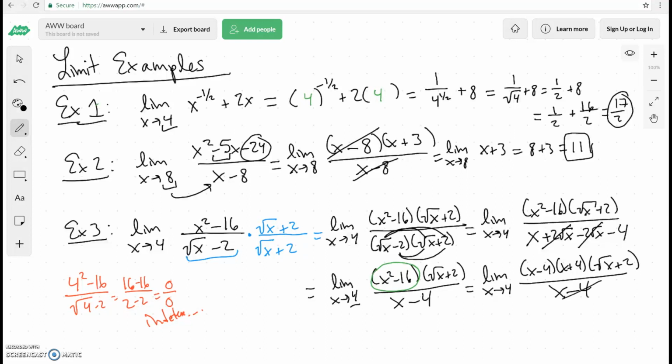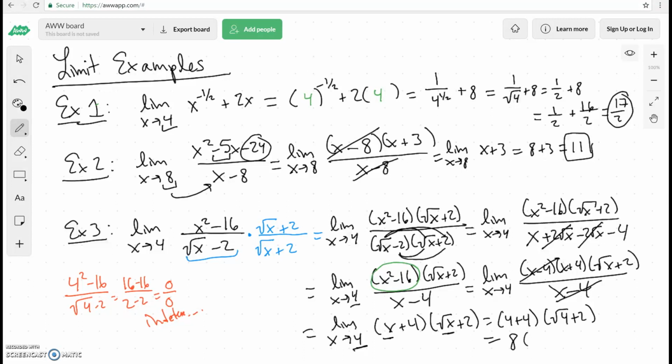Okay, and notice now that the x minus 4s are going to cancel out, and I'm left with the limit as x goes to 4. So I have x plus 4, and then I have square root of x plus 2. Okay, now I can plug in the 4. So the 4 is going to go wherever I see an x. So I'm going to have 4 plus 4, and I'm going to have square root of 4 plus 2. Okay, 4 plus 4 gives me 8. Square root of 4 gives me 2. 2 plus 2 is going to give me 4. So my answer is going to be 32. So the limit in this case is 32.